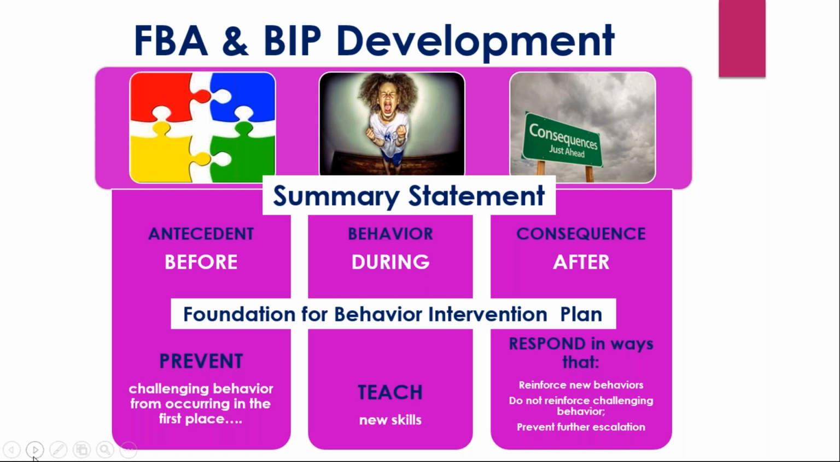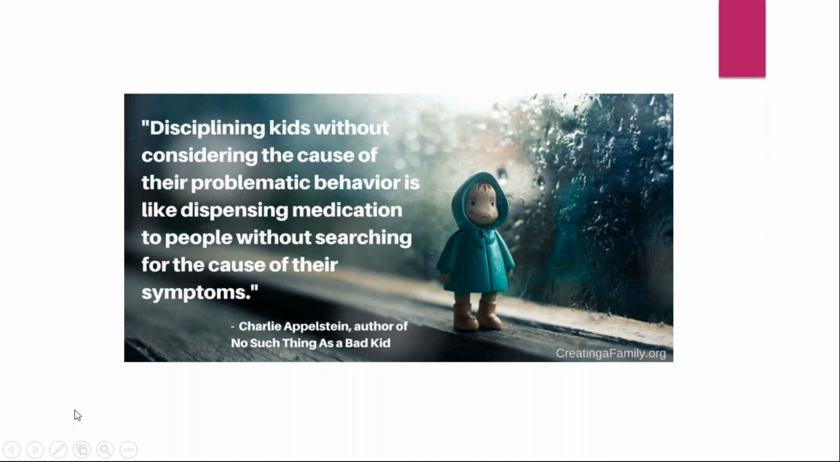And then when we talk about the consequence, we want to respond in ways that reinforce new behaviors, that do not reinforce challenging behaviors, and that prevent further escalation of the challenging behavior from occurring. So once we get our ABCs, this is what we use, and this is what we do to prevent, teach, or respond in new ways that make our children more successful.